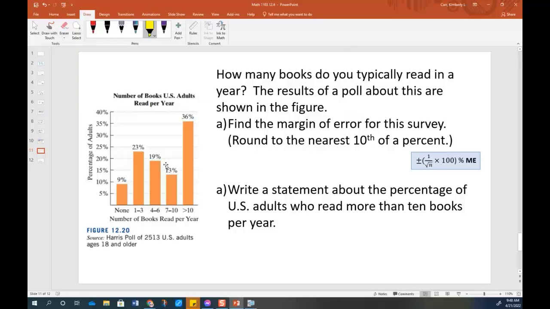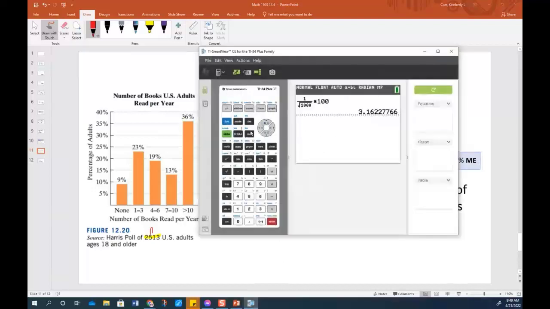And it doesn't say it up here in the problem, but when you look underneath, it says 2,513. So 2,513 is the N value. I'm going to go on my calculator and go 1 over the square root of 2,513 times 100.